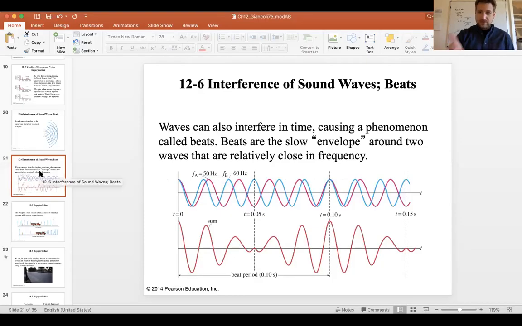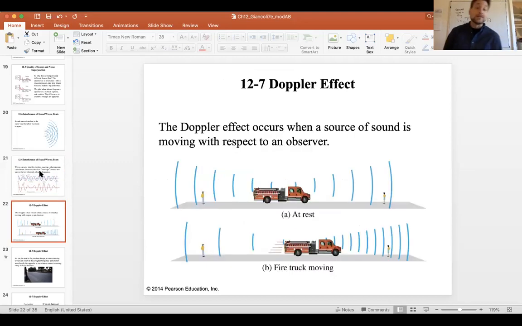There's one more funky sound I'm going to end up playing for you, and it's the sound that has to do with the Doppler effect. Because the speed of sound is relatively low, 343 meters per second or so, it's possible that a source that's emitting sound might be moving fast enough to bunch up the crests in the direction that it's moving.